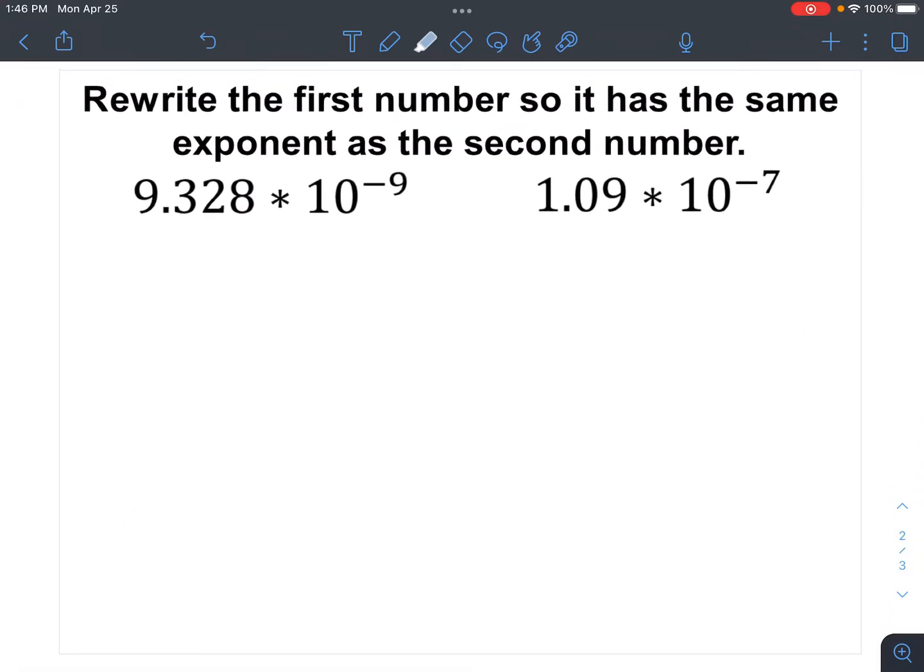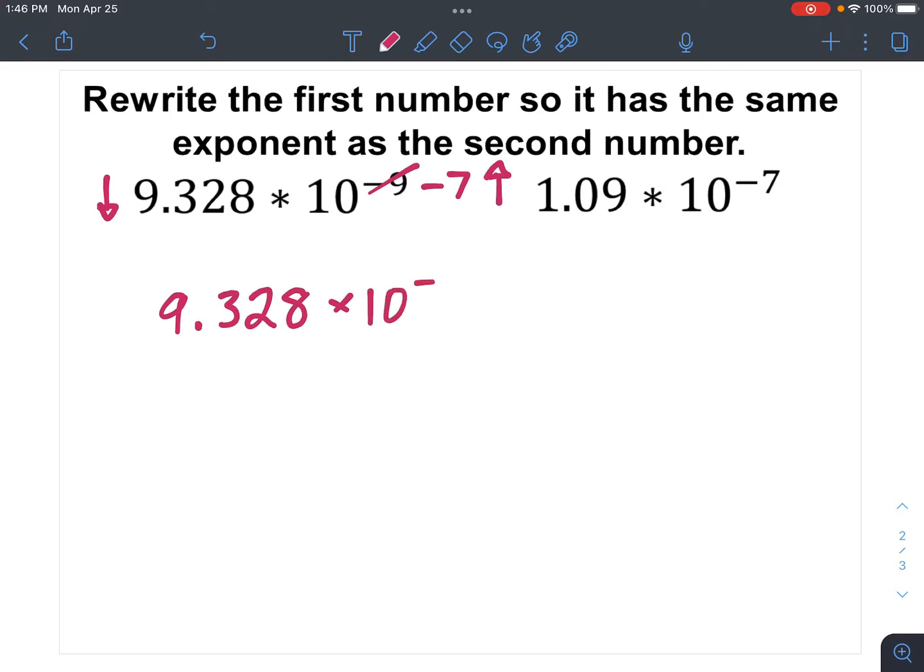The same is going to be true for these here. This time you'll see that we've got -9 and -7. I'm telling you to rewrite the first number to become just like the second number. So we're going to take the -9. In order to get it to be -7, that's increasing. So be careful with negatives. It goes up to -7, which means that the number in front, 9.328, has to decrease.